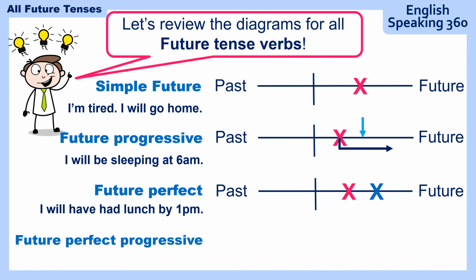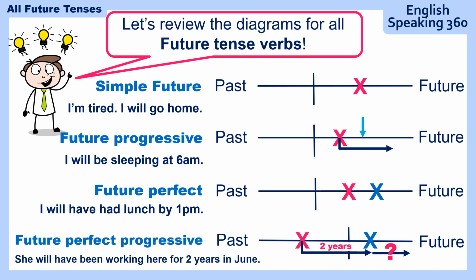and it is finished. Future perfect progressive. She will have been working here for 2 years in June. So when we reach June, June is the blue X. She will have been working here for 2 years. Is she going to continue working here? Maybe yes, maybe not. We don't know about that.